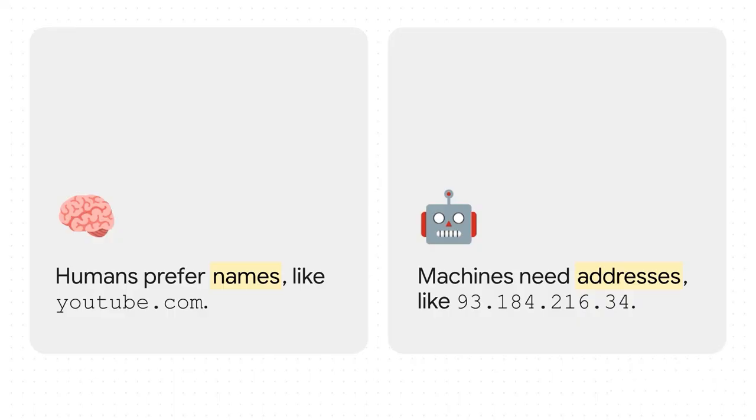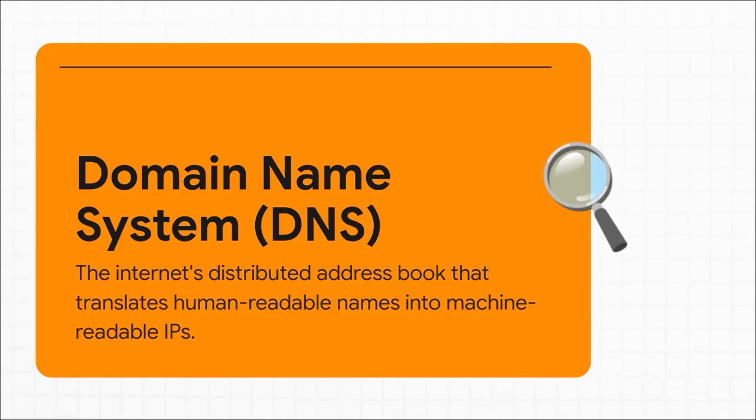Here's the thing. We humans, we think in names. YouTube.com, easy to remember. But computers, they don't do names. They think in numbers. Every single device on the internet has a unique numerical address called an IP address. Super precise for a machine, but pretty terrible for us to remember. So how do we bridge that gap?